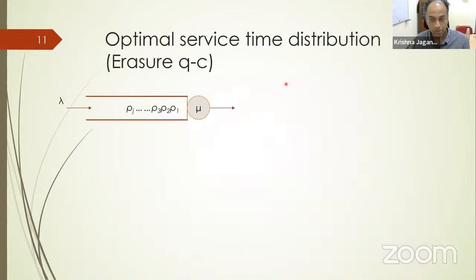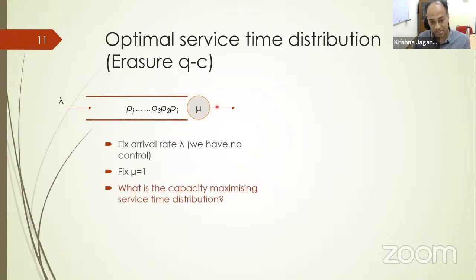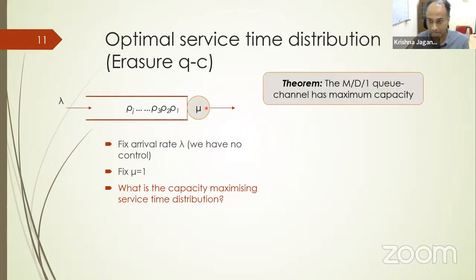Okay. We can also ask after the optimal service time distribution. So in this case, you fix an arrival rate lambda. Earlier you were optimizing this. So you fix a lambda, you fix a mu, but you are asked what is the capacity maximizing distribution in an MG1Q channel. So arrival rate is fixed, average service rate is fixed. What is the G, the service time distribution that maximizes capacity?